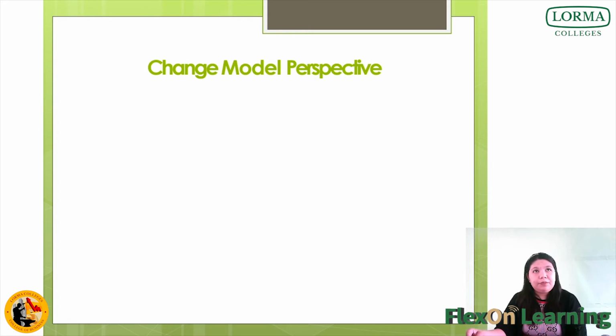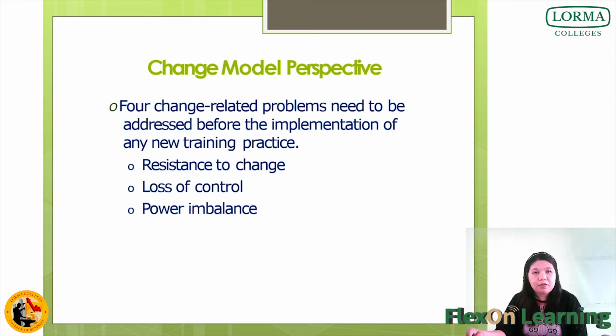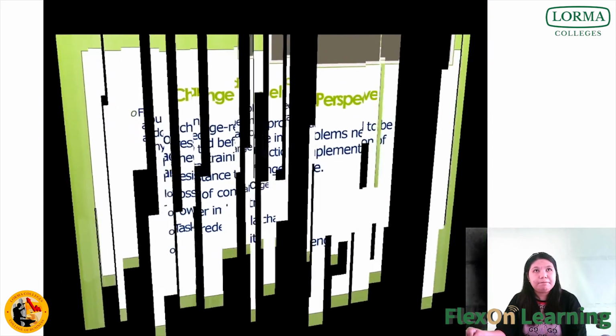Now, the change model perspective. Change-related problems need to be addressed before the implementation of any new training practice. We have the resistance to change, loss of control, power imbalance, and task redefinition challenges.